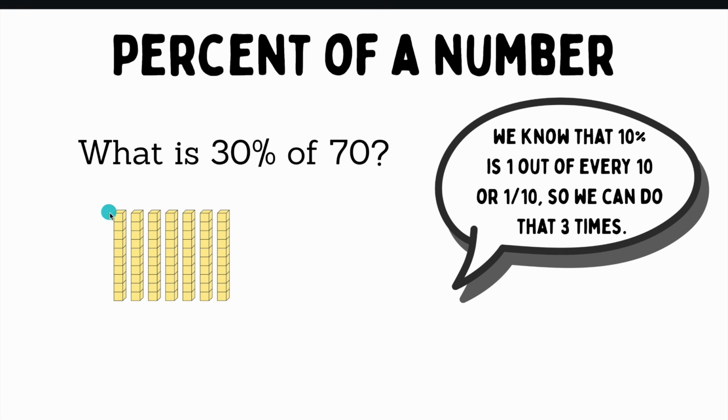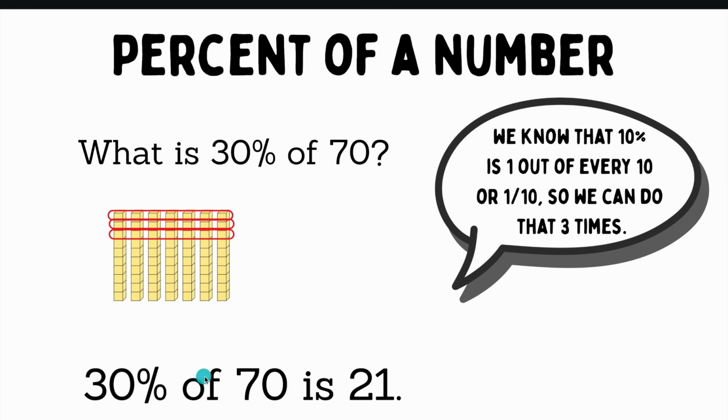Remember, 10% is 1 out of every 10. That's 10%, 20%, 30% of 70. Let's think. We have 1, 2, 3, 4, 5, 6, 7. Another 7 would be 14. Another 7 is 21. 30% of 70 is 21.